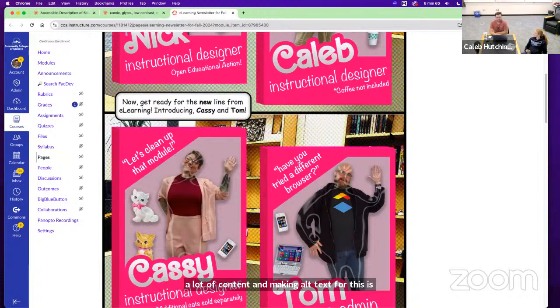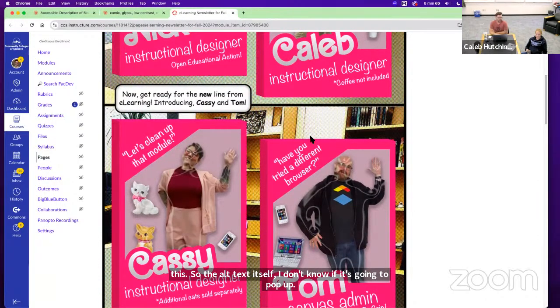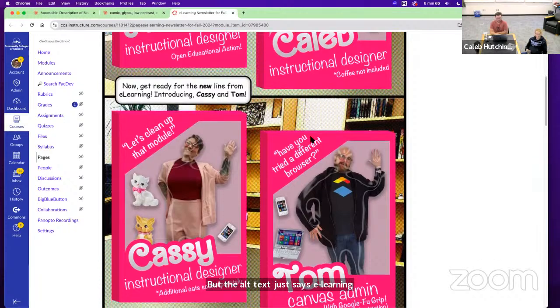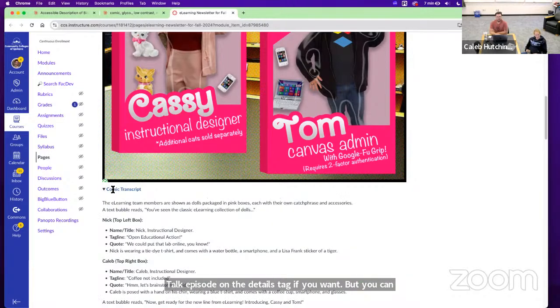So what I have been doing the last couple of quarters is I use AI to make a transcript of this. The alt text itself just says e-learning comic transcript below. And then I'm using something from our previous Tech Talk, the details tag, which you can learn more about in our previous Tech Talk episode on the details tag if you want. You can hide and show text with just a little button.